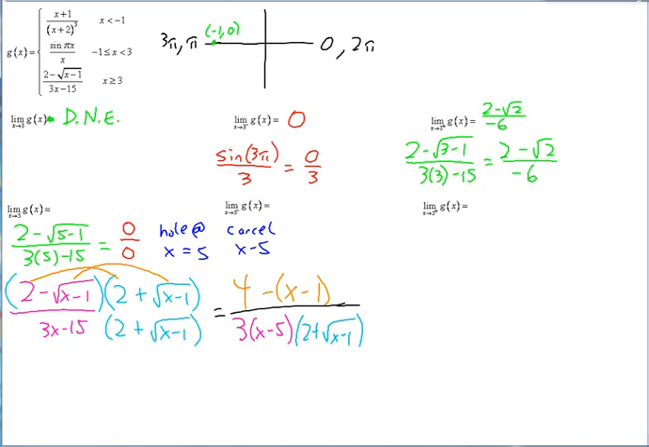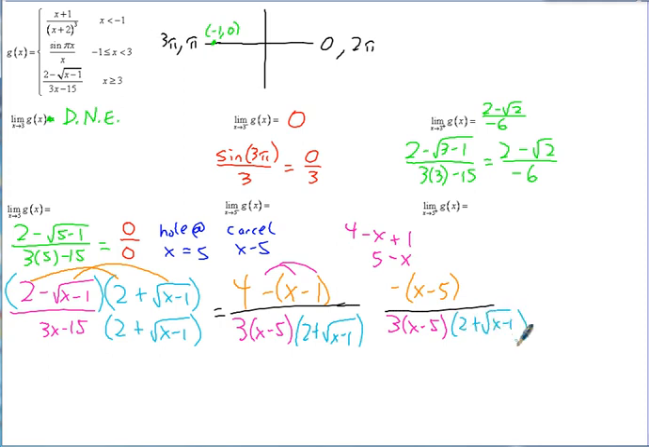We first distribute out the negative there. That'll give you 4 minus x and then plus 1. Combine your like terms, gives you 5 minus x. And in order to get it to match up with the x minus 5, if we just factor out a negative 1, that would make the x positive and the 5 negative. Over what you got, the 3, x minus 5, and 2 plus the square root of x minus 1.